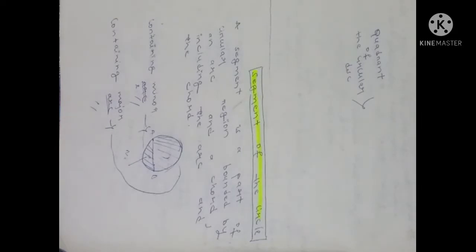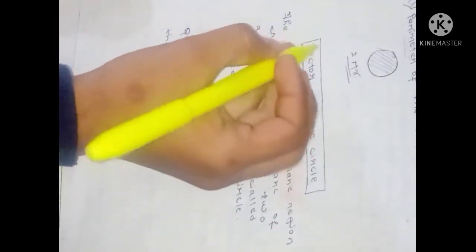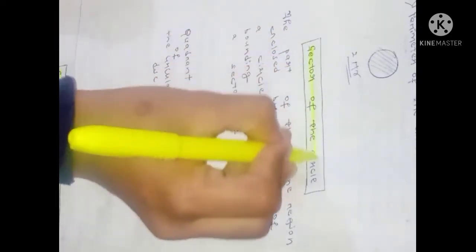Now let us know about the sector. This is the image of a sector. The more covering area is the major sector, and the less covering area is the minor sector. So what is its definition? What is the sector of the circle? This is the heading which you can see here. Let us read the definition. The part of the plane region enclosed by an arc of a circle and its two bounding radii is called a sector of the circle.